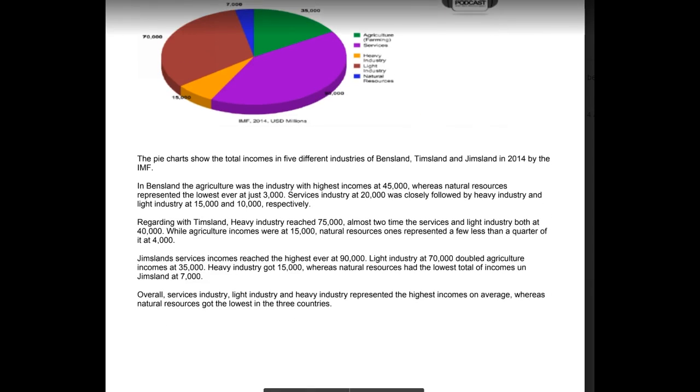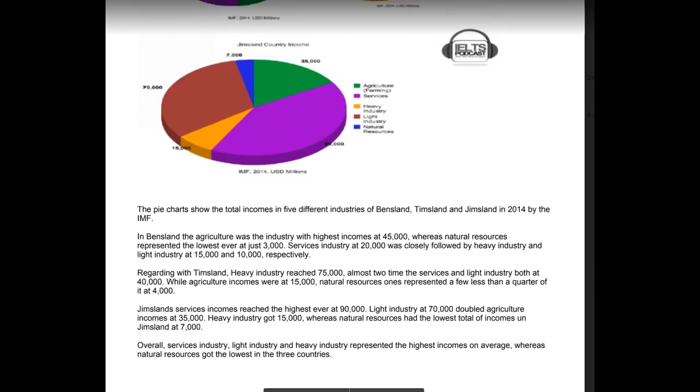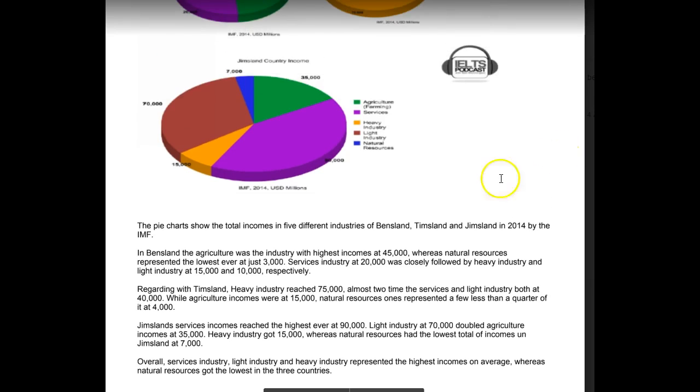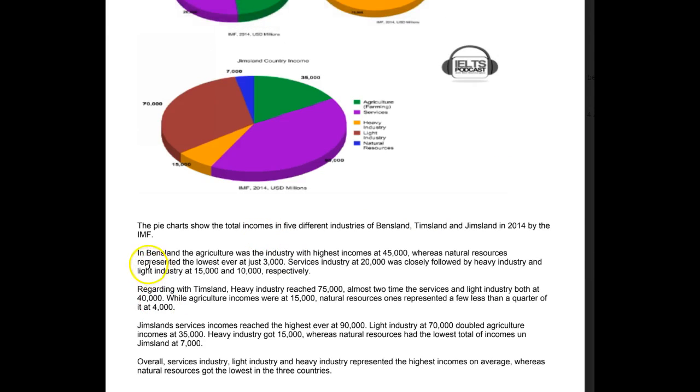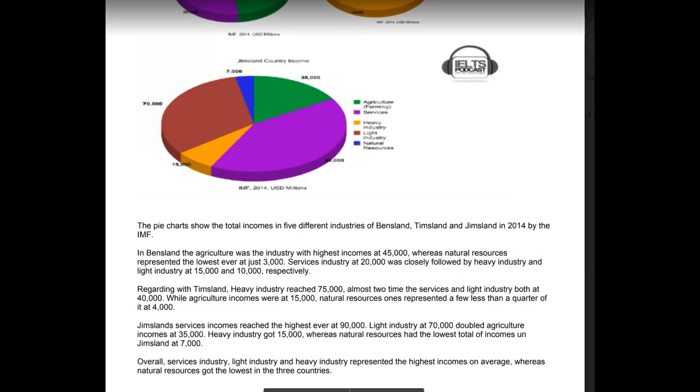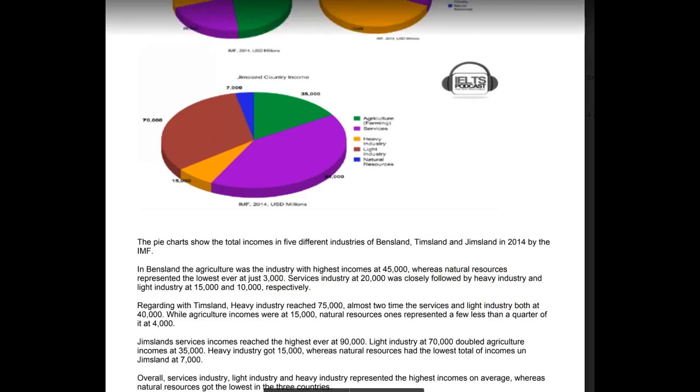Let's see. In Ben's Land, agriculture was the industry with... Alright, I'm just going to go through it, correcting the grammar along the way, okay? So, in Ben's Land, agriculture was the industry with the highest income at $45,000. Whereas natural resources represented the lowest, get rid of ever, at just $3,000. The services industry at $20,000 was closely followed by heavy industry and light industry at $15,000 and $10,000 respectively.